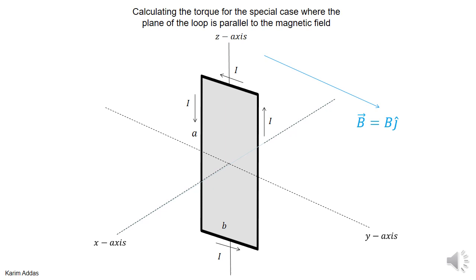Now let's apply the same ideas for a loop of wire that has a current in it. The loop exists in the YZ plane, and the length here is A and the length here is B, and the current is going in this direction as shown. And the loop exists in a region where there's a uniform magnetic field pointing in the J direction. So we want to calculate the torque on this loop for the specific case when the magnetic field is parallel to the loop, which is pointing in the J direction.